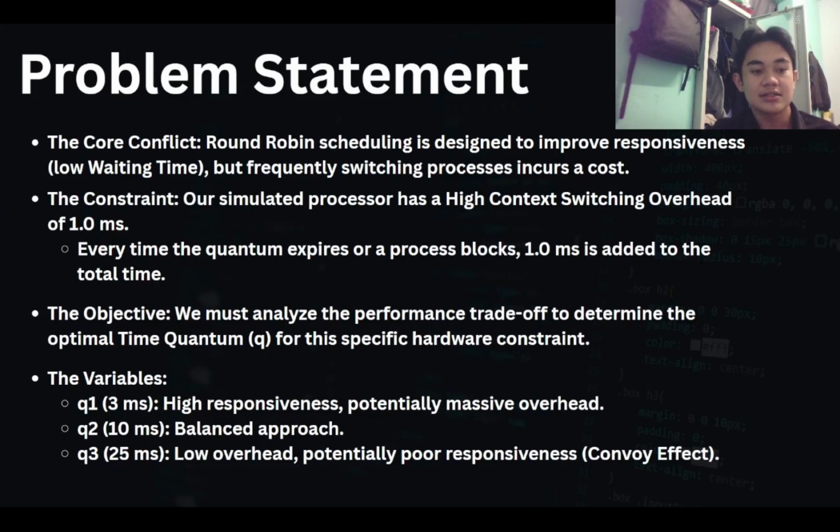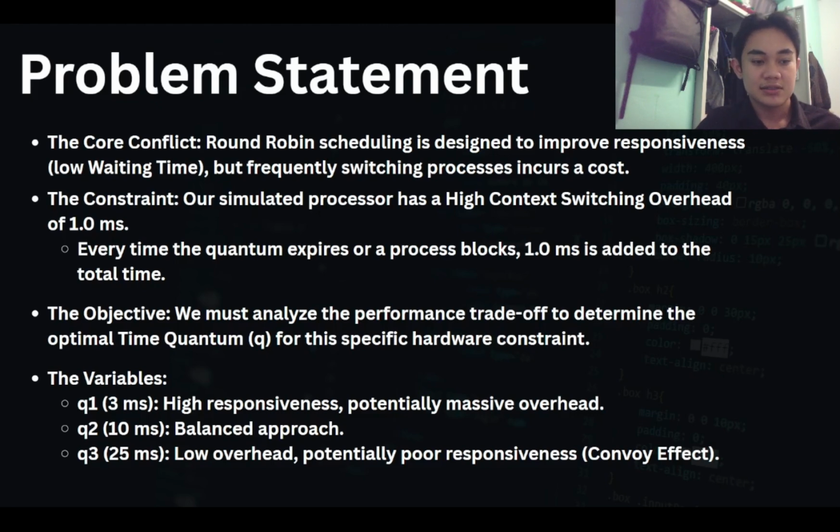In many theoretical simulations, switching between processes is instant, but in our scenario, the processor has a high context switching constraint, which means every single time the CPU switches tasks, it loses 1.0 milliseconds of time. This creates a difficult trade-off. If we make the time slice too small, the CPU spends all its time switching instead of working. If we make it too big, we lose the responsiveness that makes round robin useful.